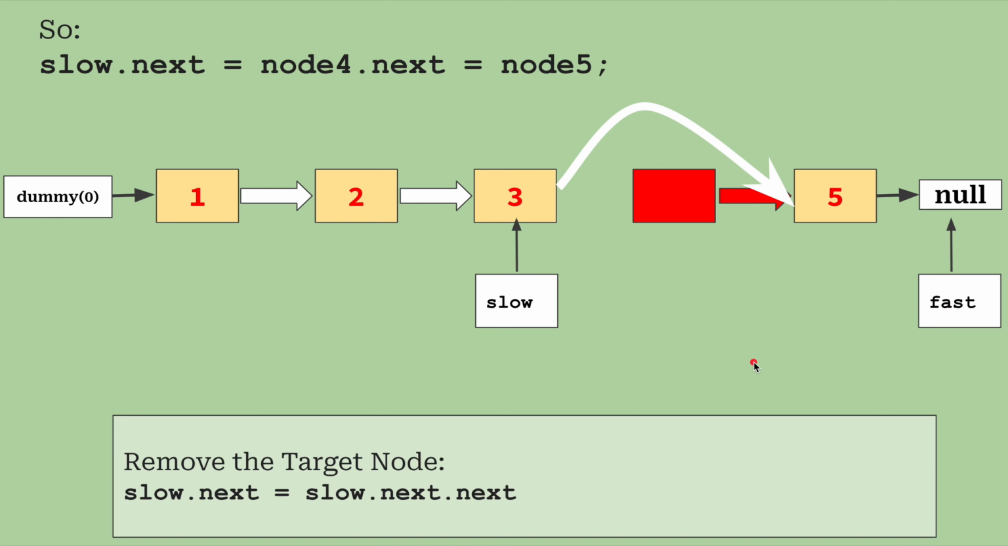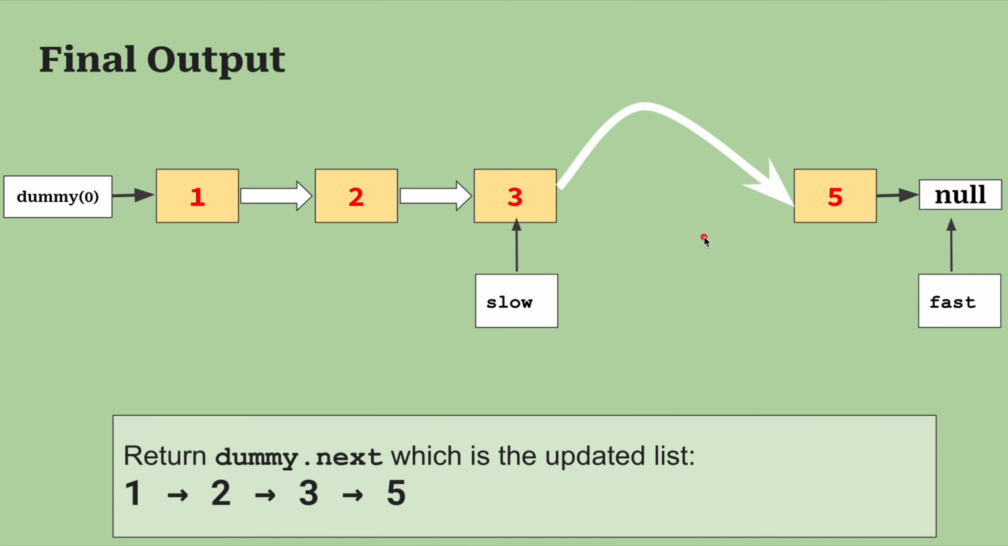I hope you understand, right? You just need to do slow.next equal to slow.next.next. Slow.next is 4, so slow.next becomes 5. At this place you change the linking and remove the target node. So the final output will be: 1 points to 2, 2 points to 3, 3 points to 5. This is the final output of the linked list.